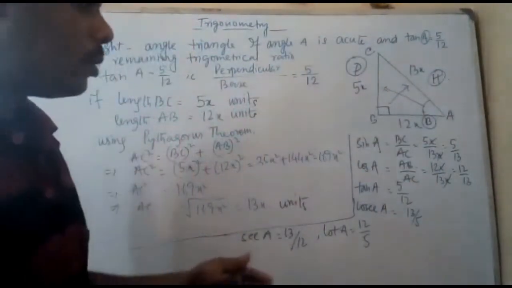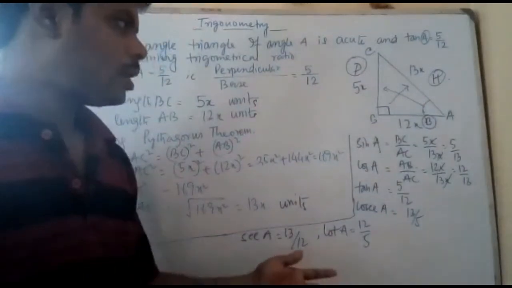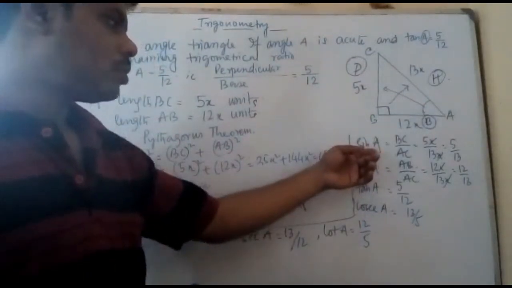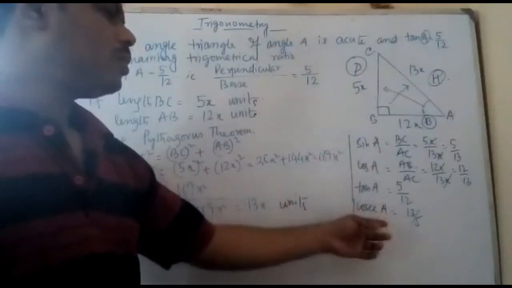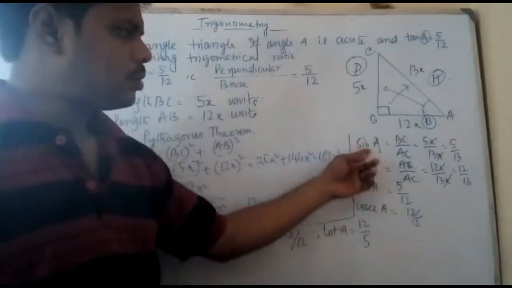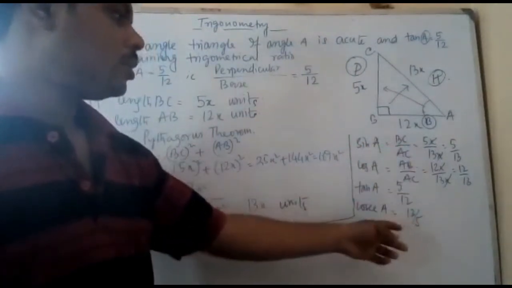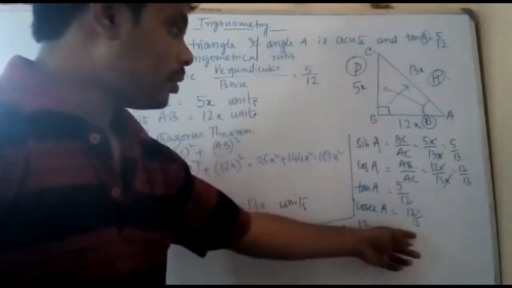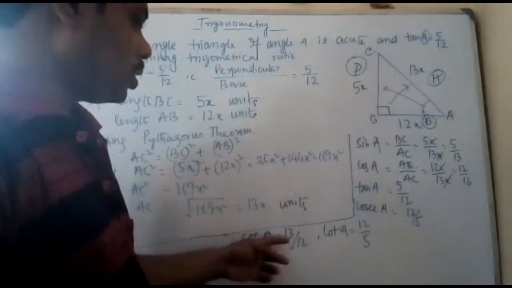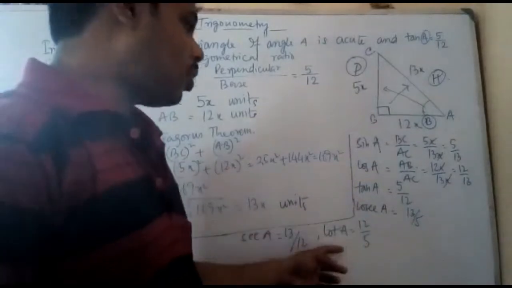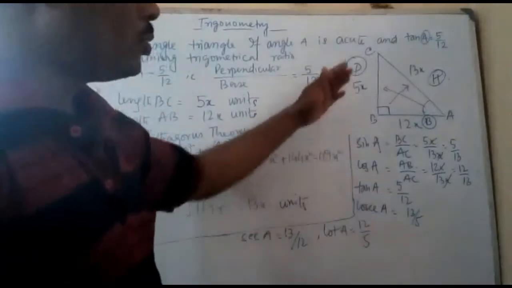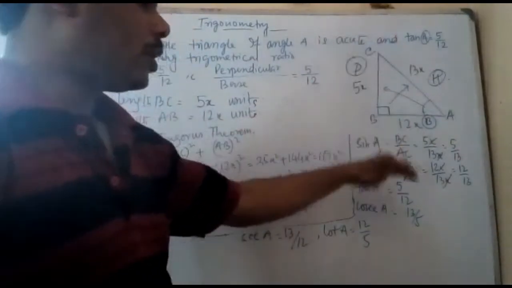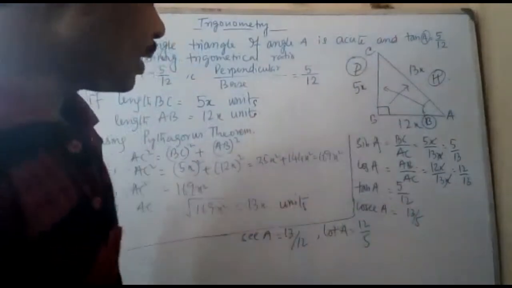So previously we discussed that the inverse of sine is what? Cosec. So no need to do the calculation. You can directly write down this value. So sine A is equal to 5 by 13, so cosec A is equal to 13 by 5. Cos is the inverse of sec, so sec is 13 by 12, and tan is the inverse of cot, so cot is 12 by 5. So by using this triangle, we have found out all the ratios of this angle.